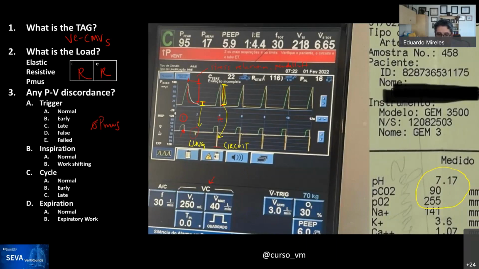Yeah, these are challenging because the natural reflex is to increase the respiratory rate. That's the natural reflex of the team. Very good. All righty.